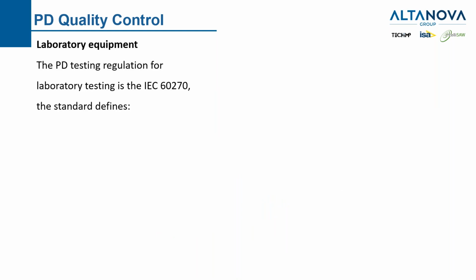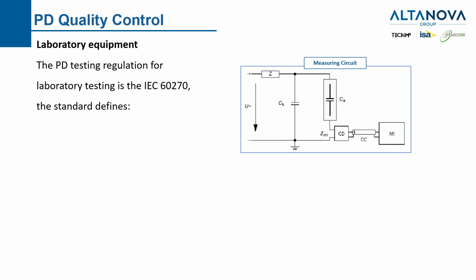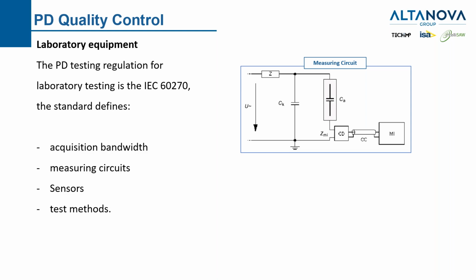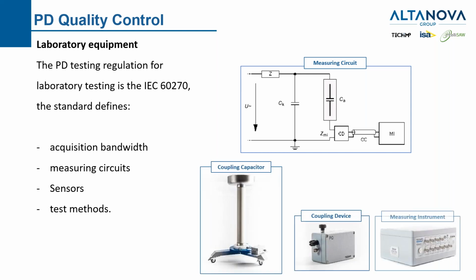Then a quick look at the laboratory equipment. Many of you maybe are familiar with the IEC 60270 standard for PD testing. Normally, this standard gives us an acquisition bandwidth, suggests which measuring circuit we shall use, which sensor we shall use, and the test methods. Techimp can provide the sensor, the coupling devices, and the measuring instrument for the IEC 60270. It was the beginning of PD testing, so it's a little bit old school sometimes, but we have huge experience and we now have a solution that includes both an easy to use measuring instrument and a complex, high-level user measuring instrument. That is the PD Pro tool.